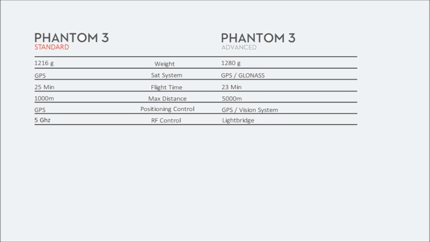And now on to radio control. The Standard uses normal 5 GHz wireless, and the Advanced uses a proprietary system called Lightbridge. This is probably the most important difference between the two. It's the Lightbridge system that allows the Advanced to fly much further distances, and also the Lightbridge gives much better video feedback during flights. And last but not least, we have cost. The Advanced is $699 US, while the Standard is significantly cheaper at $499 US. The main differences between the two quadcopters: maximum distance, RF control, and cost.